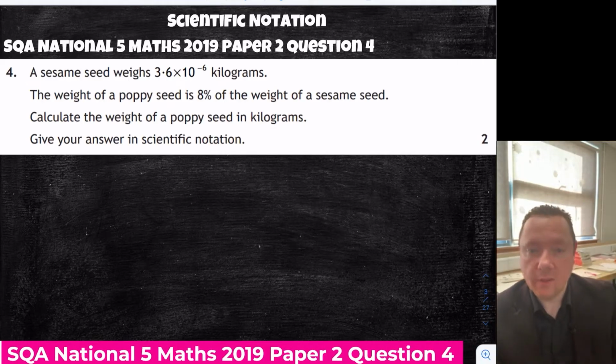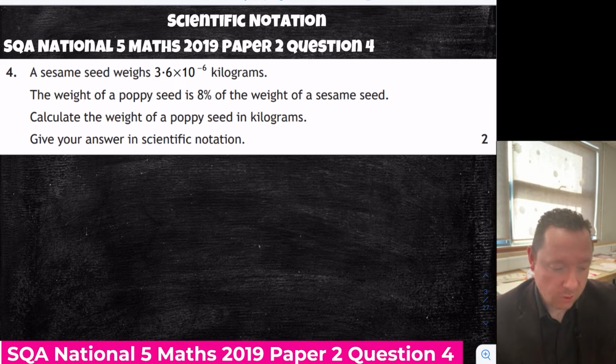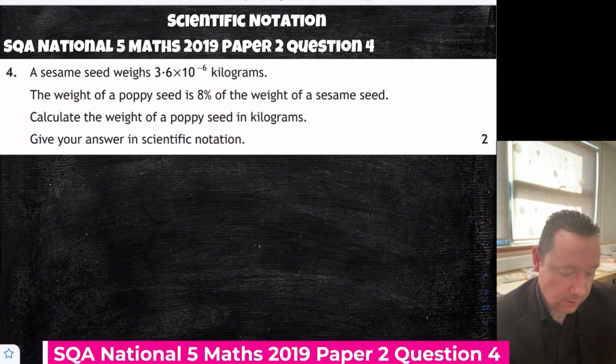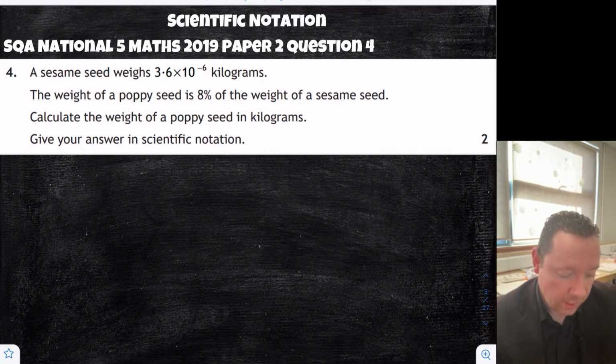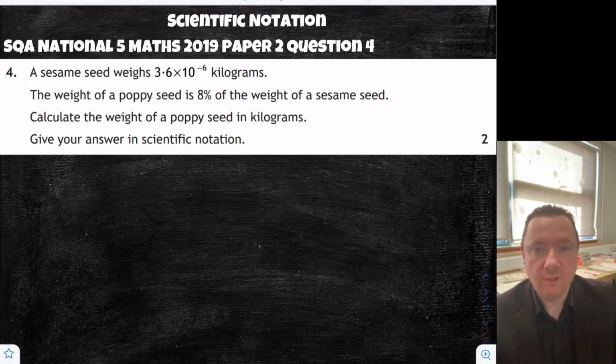SQA National 5 Maths 2019 Paper 2 Question 4, Scientific Notation or Standard Form. A sesame seed weighs 3.6 times 10 to the minus 6. The weight of a poppy seed is 8% the weight of a sesame seed. Calculate the weight of a poppy seed in kilograms. Give your answer in scientific notation.